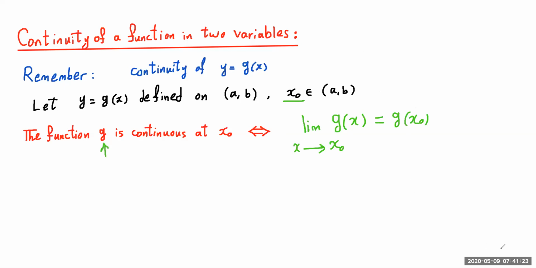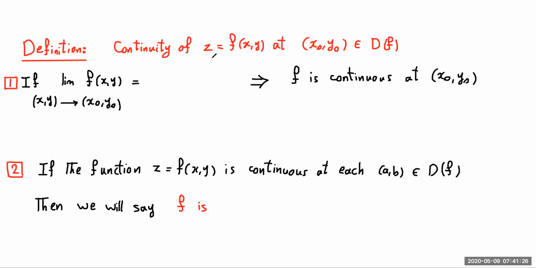So this was the definition of the continuity of a function f in one variable at a point x0. The definition of the continuity of the function f(x, y) in two variables at a point (x0, y0) in the domain of f will be similar. So if the limit of the function f(x, y) when (x, y) approaches (x0, y0) is equal to f(x0, y0), then f is continuous at this point.